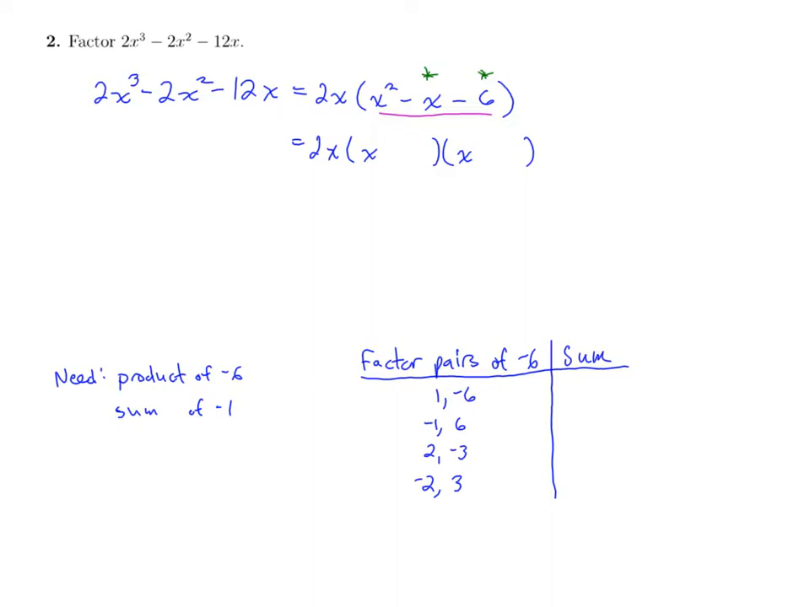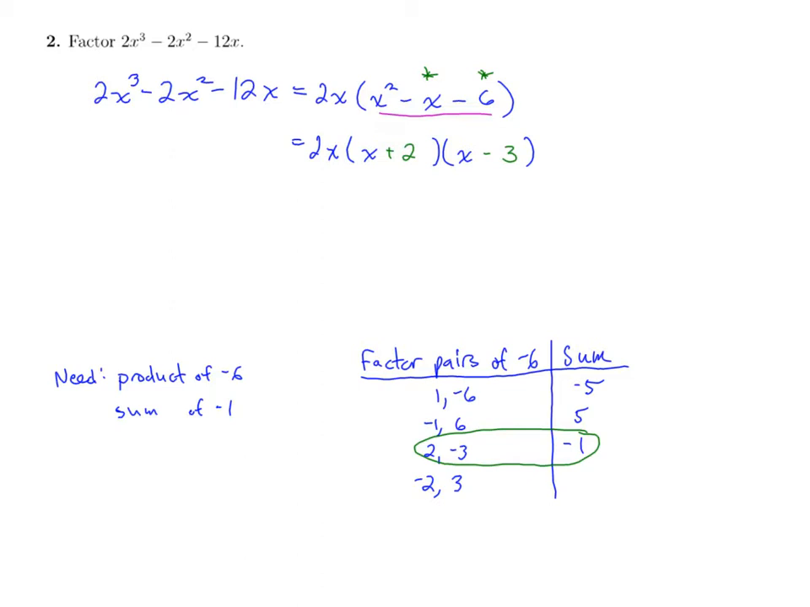So looking at these, if I take 1 and negative 6, their sum will be negative 5. So those are not the two numbers that I want. Negative 1 and positive 6, that sum will be positive 5. So those are also not the two numbers that I want. 2 and negative 3, their sum is negative 1. So those are precisely the two numbers that I want. And so to finish factoring this, inside these parentheses, I'll have x plus 2. And then in that second set of parentheses, I'll have x minus 3.